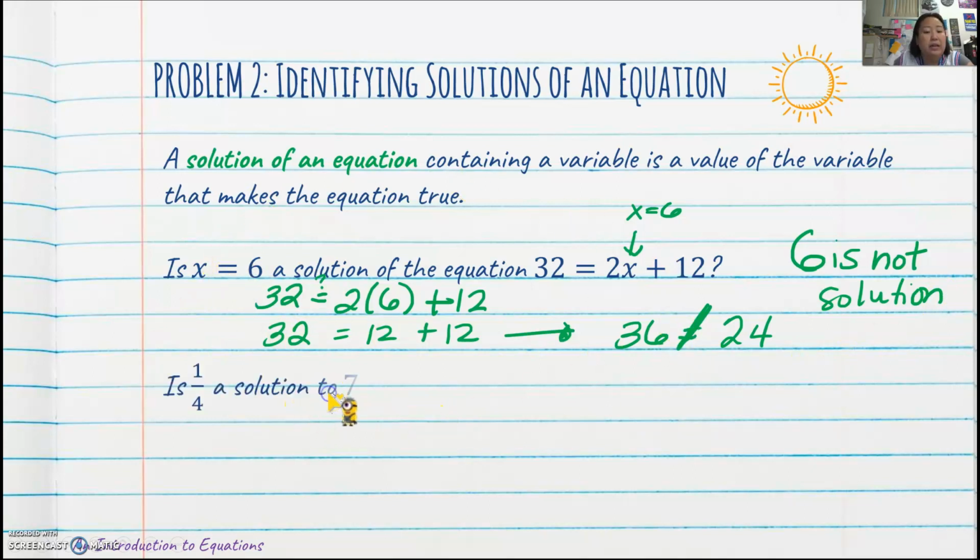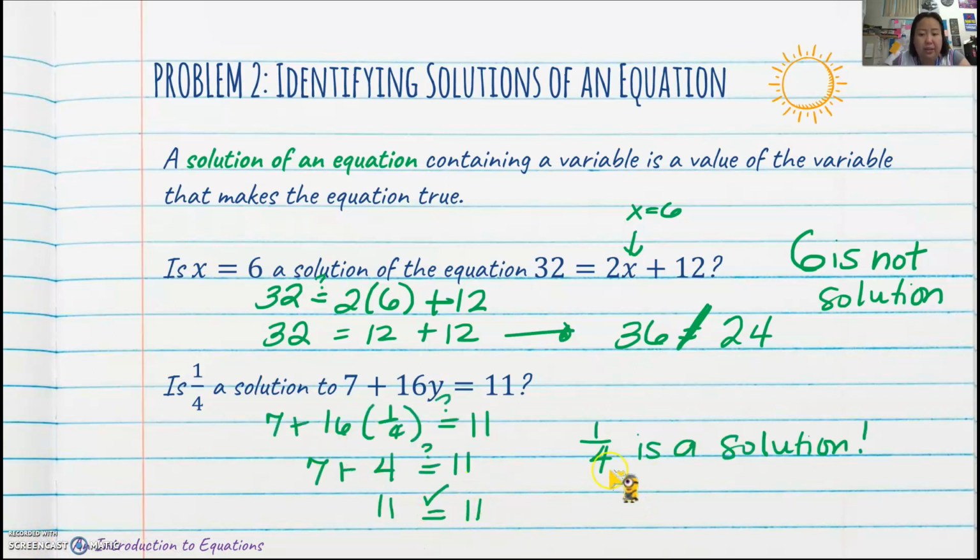Let's have another example here. Is 1/4 a solution to 7 plus 16y equals 11? You can try it out and see if it is indeed a solution. Go ahead. You should be getting that 1/4 is a solution, because after you replace the y value with 1/4, you will end up with 7 plus 4, and that is going to be equal to 11.